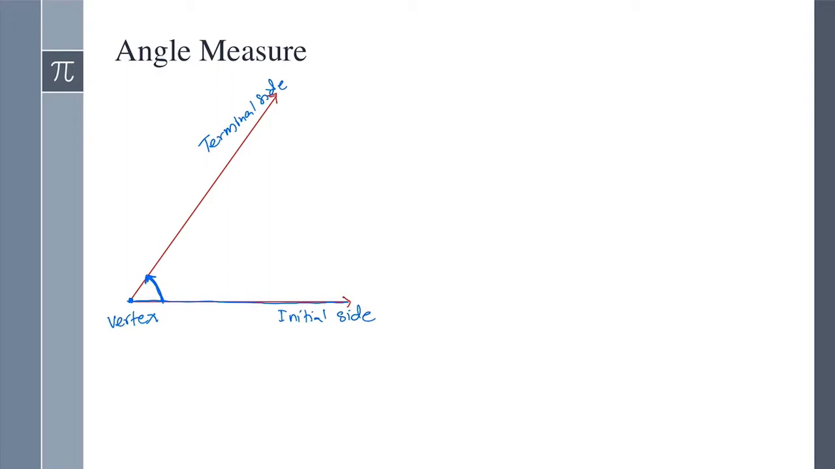And we can denote this angle by any letters. Usually we use the Greek letter theta or beta or alpha, any of those symbols to denote the angle. Now we could have a positive or negative angle. If we form the angle by rotating the terminal side in the counterclockwise direction, then we make a positive angle.